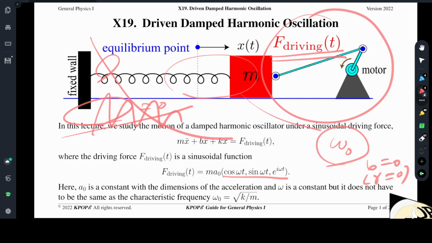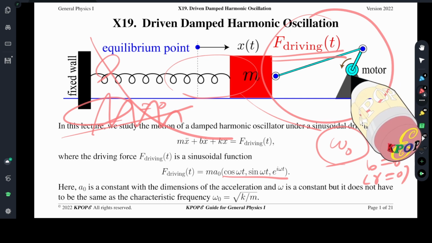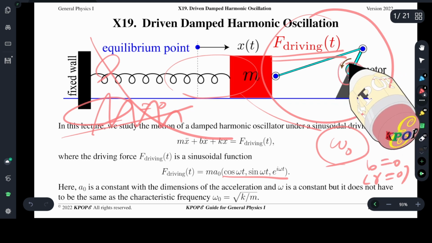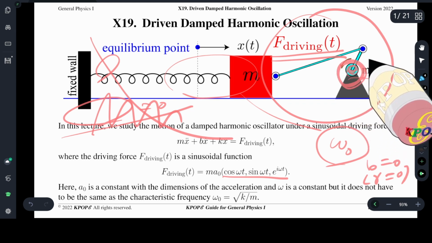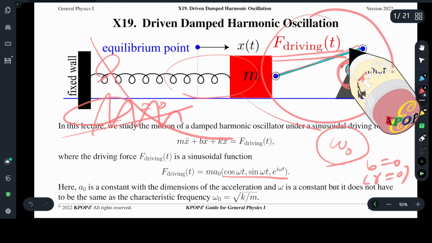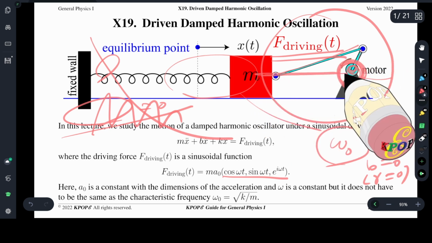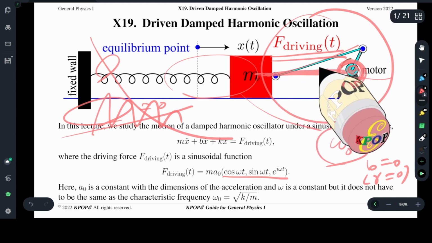And it is easy to prepare such kind of input because if we, for example, have a motor and it can rotate, and by attaching a crank, the rotational motion can be transformed into the oscillating translational motion. So this is a simple choice for the driving force applied to the damped harmonic oscillator.